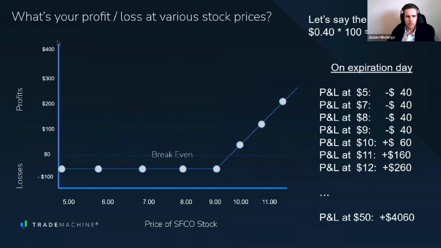So when we look at the profit and loss chart again, this is how that maps out. You've lost your entire investment anywhere from $0 up to $9. And then you start making it back at $100 per dollar it goes up. But you still have that initial $40 to cover. And the higher it goes up, the more money you make. So if somehow this teeny stock gets up to $50, you make $4,000. So obviously, an extremely unlikely scenario.